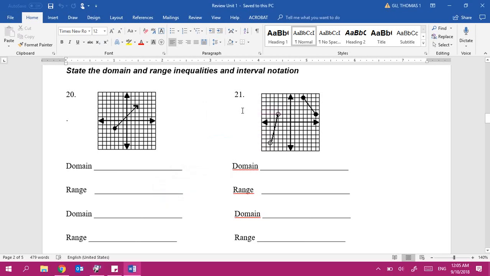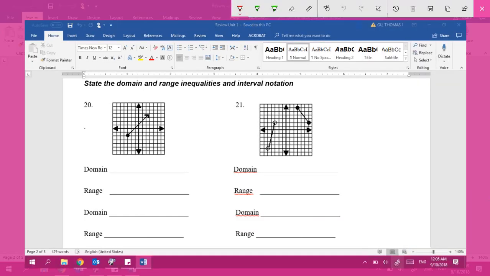For 20 and 21, we're finding domain and range inequalities, but this time in interval notation. Remember, interval notation is the one that comes in parentheses or brackets, pretty much something like this. It's going to be one of these four combinations. Anyways, let's go ahead and write the domain first, though.